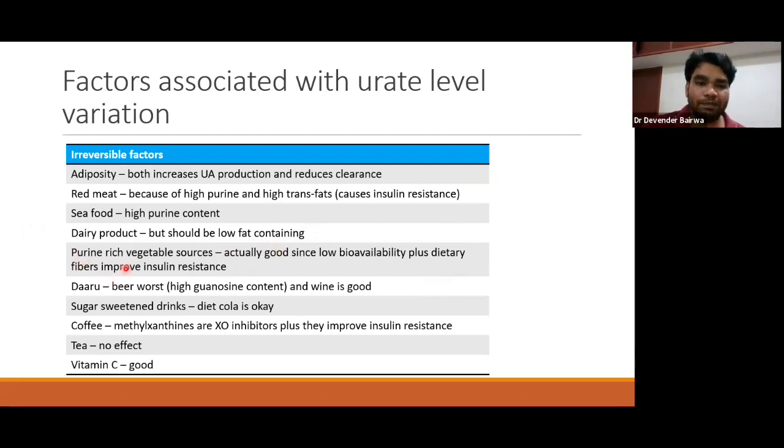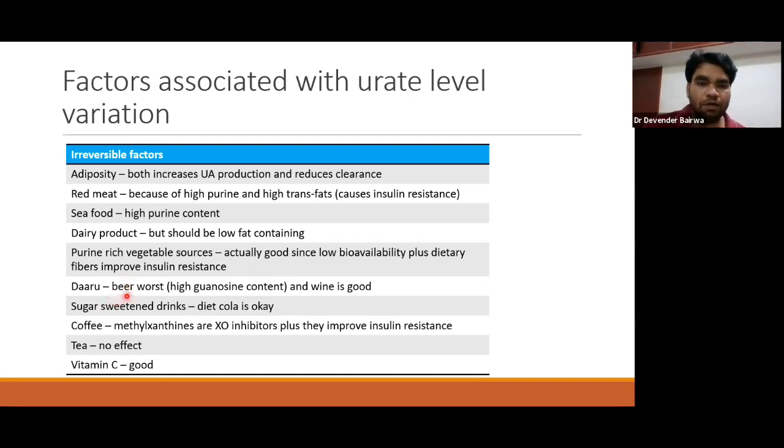Then coming to vegetables, purine-rich vegetables, for example tomato. These are actually a good source of purine, but generally these vegetables contain a high amount of dietary fiber and have low bioavailability. So despite having high purine content, these vegetables are actually good, and they can improve your insulin resistance. So now these purine-rich vegetables are no longer contraindicated in your hyperuricemia patient, and they can be taken.